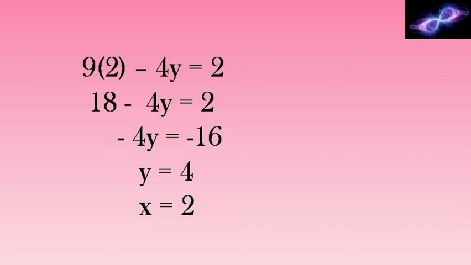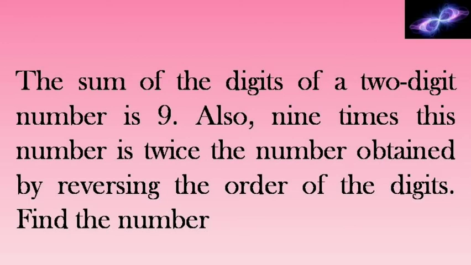Let us take up one verbal problem. The question is, the sum of the digits of a two-digit number is 9. Also, 9 times this number is twice the number obtained by reversing the order of the digits. Find the number.